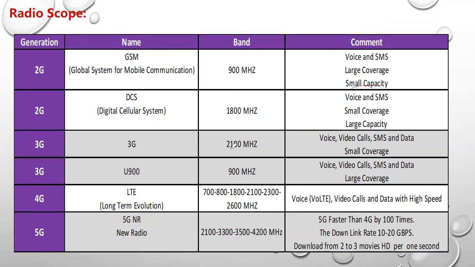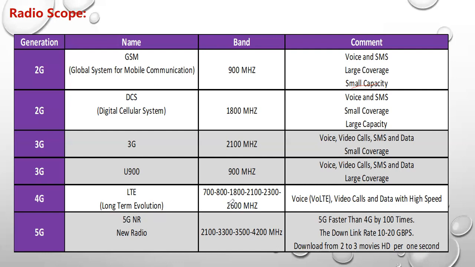And so we can cover far and near. They came down with a band of U900 that has 900 megahertz, which also gave me the voice, video calls, SMS, data, which is internet, all right, but with a large coverage. Now, when 3G appeared, it was a major evolution. But take care, I'll tell you a few things about 3G, 2G, and 4G at the end.